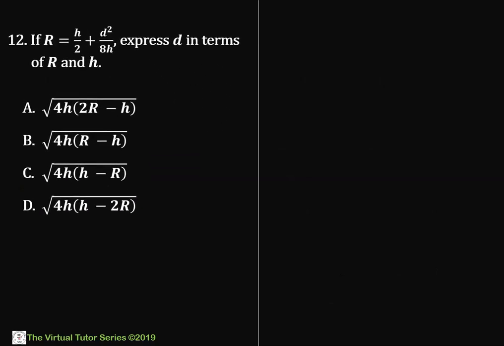Question 12. If R is equal to h over 2 plus d squared over 8h, express d in terms of R and h. Solution. We are to make d the subject of the expression R is equal to h over 2 plus d squared over 8h.